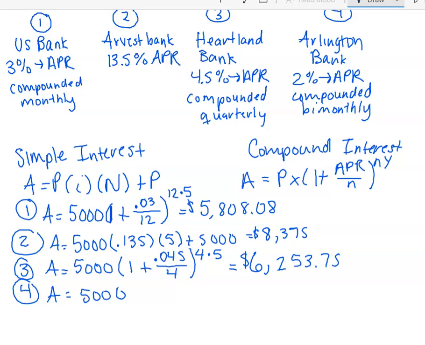The fourth bank is Arlington Bank, and they're also compounded, but only bi-monthly, so twice a year. So 1 plus 2%, 2 divided by 100 is 0.02. Compounded bi-monthly, so the n means it's going to happen twice a year. And then twice a year times however many years, so times 5. And that comes up as $5,525.62.